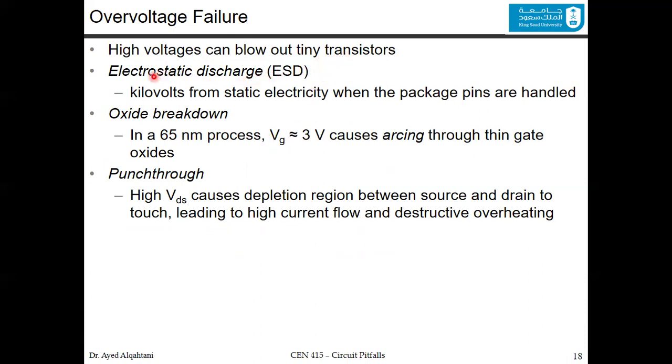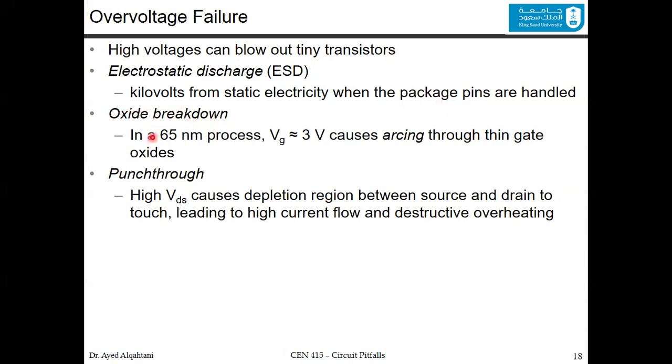It could happen from electrostatic discharge, which is kilovolts from static electricity when the package pins are handled, especially when you are trying to work with them. You can see that human bodies, when they, for example, walk on carpets, accumulate a static charge. The same static charge could affect the transistors, and it could be very harmful to them.